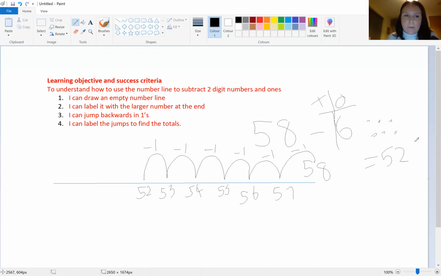Okay, if I was to look back at the success criteria then and think about which ones I've been able to do. Was I able to draw an empty number line? Absolutely. Was I able to label it with the large number at this end? Absolutely. Was I able to jump back in ones? Yeah, that's what we're focusing on today, isn't it? Just jumping back in ones. And was I able to label the jumps to find the totals? I was. So I've just shown how you can meet the success criteria.